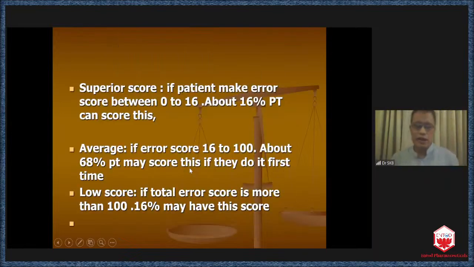So depending on the variation the patient has made, there is a scoring pattern. Superior score is described when the patient makes errors between 0 to 16, which is found in about 60% of patients. Average, the variation or error is around 16 to 100, which is found in 68% of patients, and this is normally found when the patient does the test the first time. Low score, if the variation is more than 100, indicates probably the patient has color blindness.